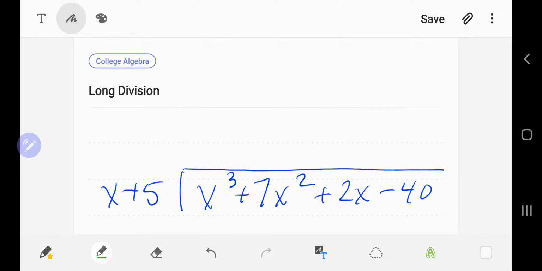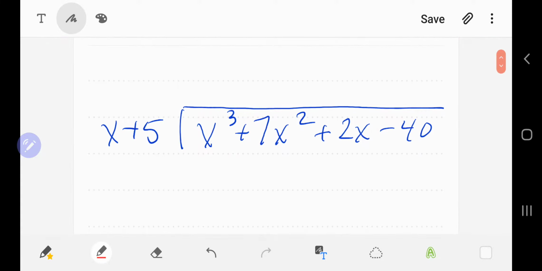All right, in this example, we're going to look at how to set up and solve a long division problem, and then we'll also look at this using synthetic division. To get started here, we have x plus 5 that's being divided into x to the third plus 7x squared plus 2x minus 40. Here is how long division starts.